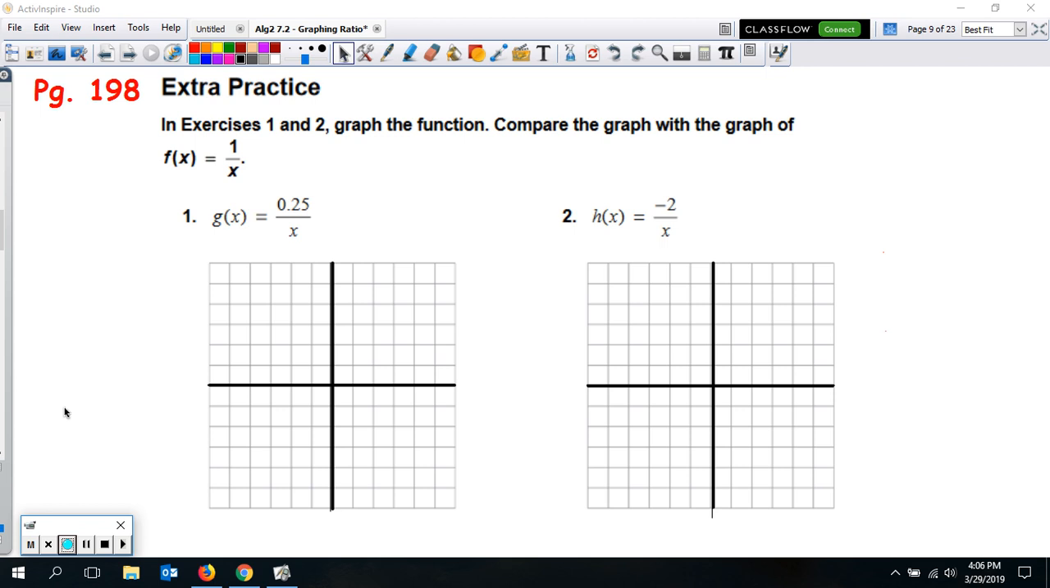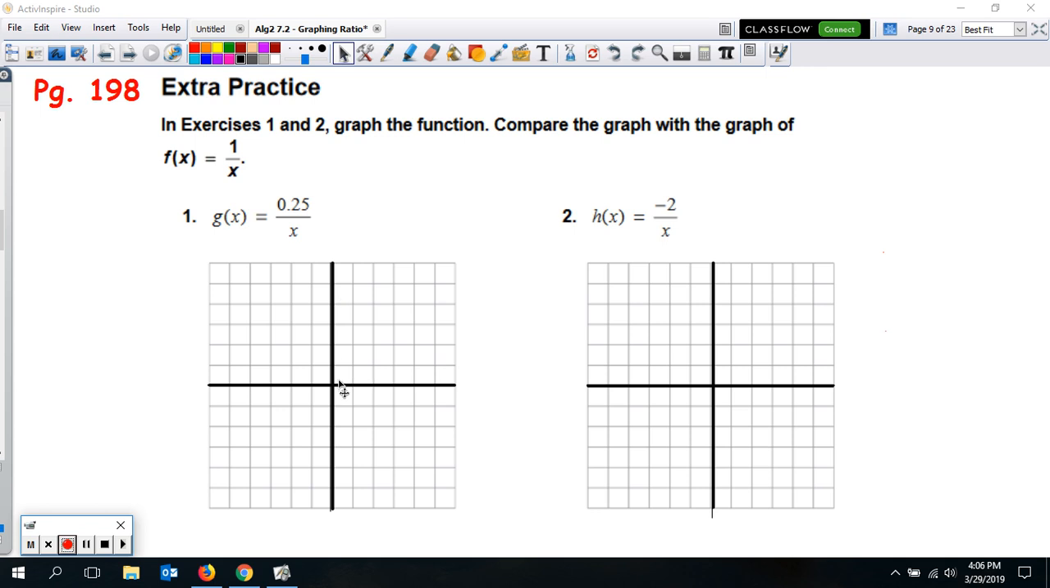Okay, so in exercises 1 and 2 on page 198, it says graph the function and compare the graph with the graph of our parent function, that's the 1 over x. So here's our a number. On top here, 0.25 is the a number, and over here it's -2. We're going to have to graph this, and I also want to graph the parent function. That's the best way to compare it. So I'm going to graph the parent function first, this 1 over x. And just like on our core concept, you can look at that core concept to see that graph again. But let's just go ahead and put it on here.